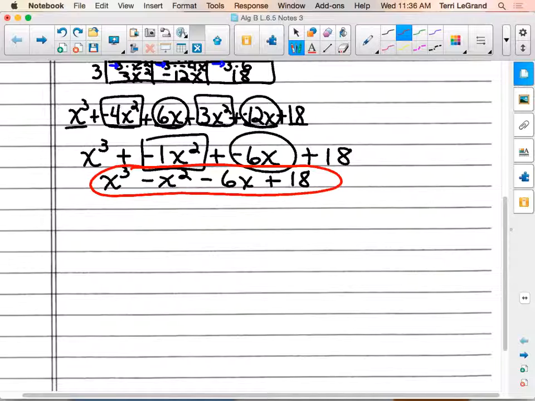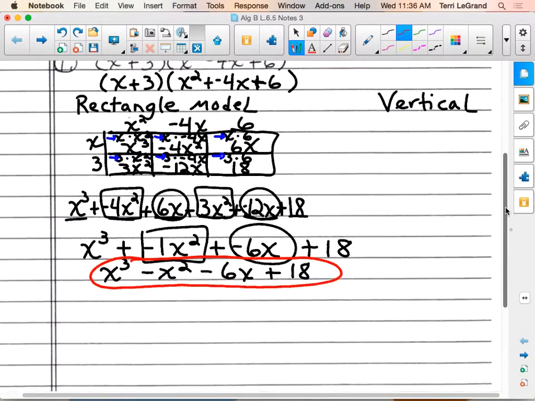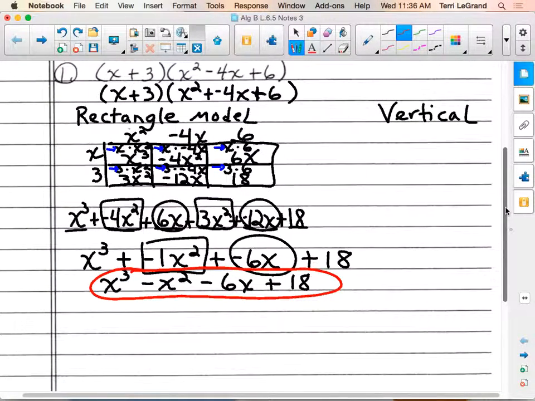So 6 multiplications, and then just like we do with FOIL, set those into an addition problem. Combine any terms that can be combined because they're like terms. Clean up your answer. Okay? So that is the rectangle model. Anybody have any questions on the rectangle model before we try the vertical?